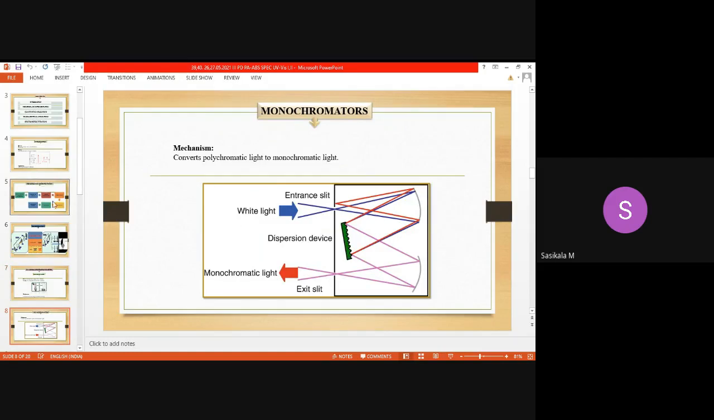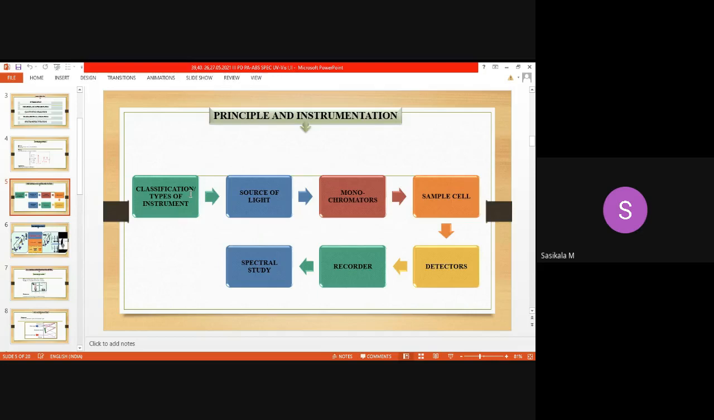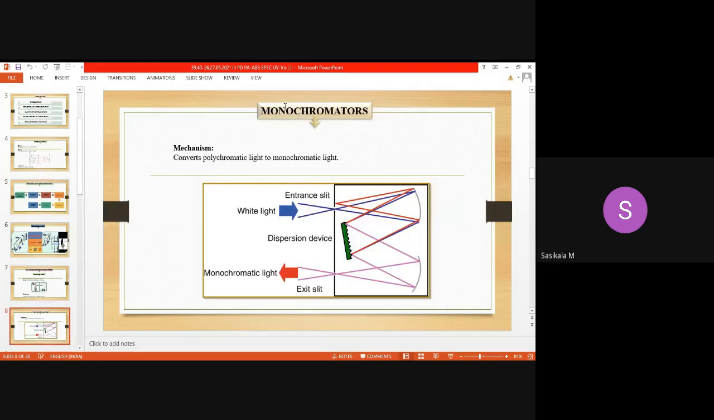The next part of the instrument is what? Monochromators. So in this we have discussed classification and types of instruments, and source of light. Now let's move on to the third part, monochromators. What is mono? It represents single, uniform. Chromators relates to radiation. Chrome represents color. Color here represents the intensity of radiation, that is electromagnetic radiation.